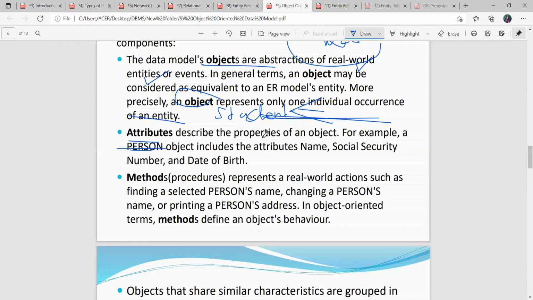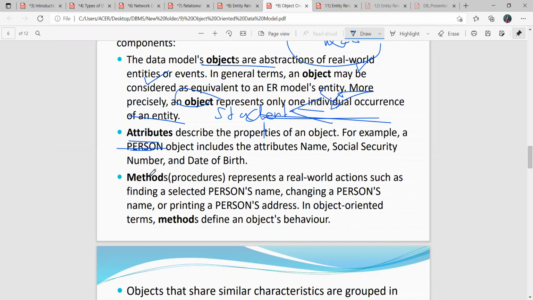So this is the student entity, Rashmi is the object. When we consider a student, she or he has a student name, then the student ID, then the date of birth. These are known as attributes. An attribute describes the properties of an object.